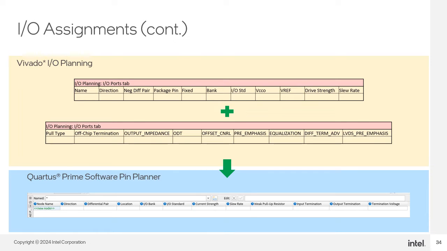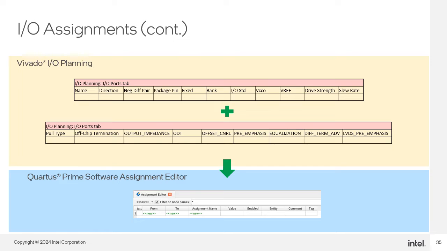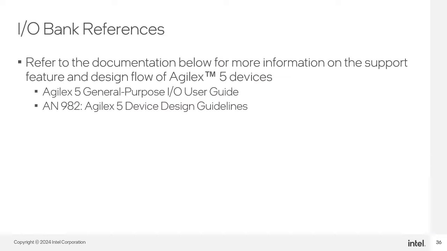As with Vivado's I/O planning, where you can make assignments in a spreadsheet format, you have the same capabilities in Pin Planner. This portion of Pin Planner is immediately available in the tool in a section called the All Pins list. The assignment editor is similar to the look and feel of the All Pins list section in the Pin Planner, but it's a bit more generic to be able to accommodate the variety of assignments that are not only location assignments but other project assignments and compiler settings. Be sure to reference the Agilex 5 General Purpose I/O User Guide and Application Note 982 for more information.